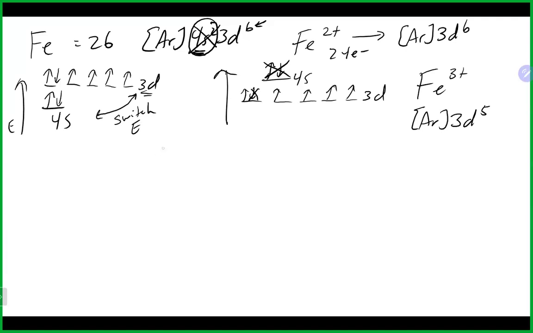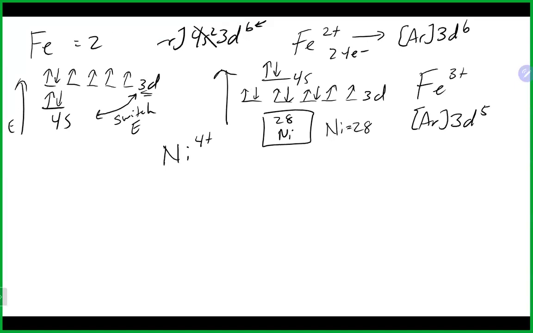So for example, if we did nickel, why don't you try nickel with a +4 charge? Nickel normally has 28 electrons in a neutral situation. So what would the electron configuration be? And again, nickel is right here in the transition metal region. Okay, so let's take a look, see how you're doing.